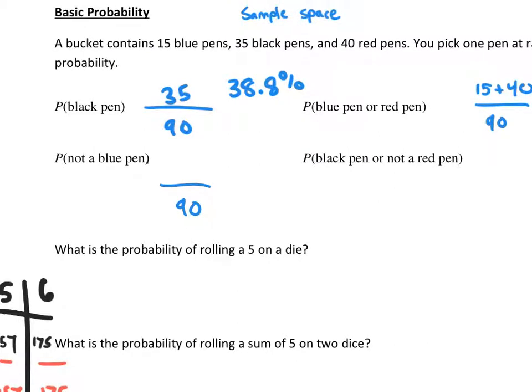You can do things as not a blue pin. And you could do that by either adding up the black and red pins. You could also take the sample space and subtract the 15 and do it that way too. Sometimes people think of it from that perspective. And when we do that, there's really 75 out of the 90 pins that we want, which gives us a high percentage of 83.3%.